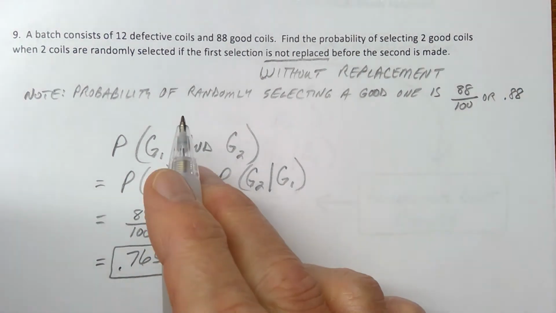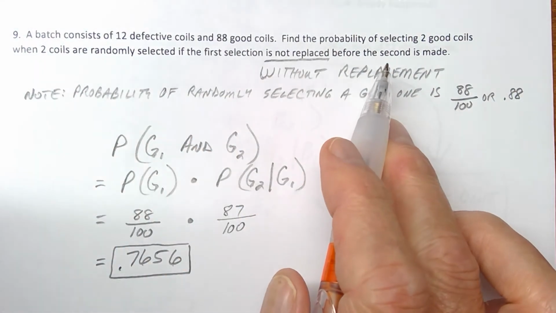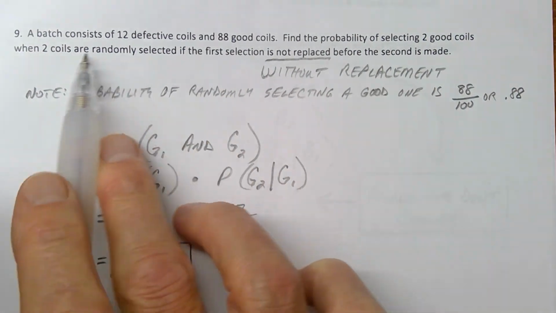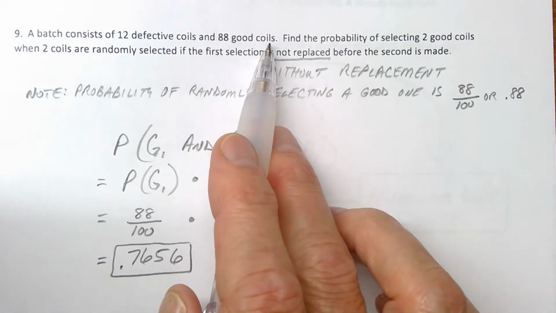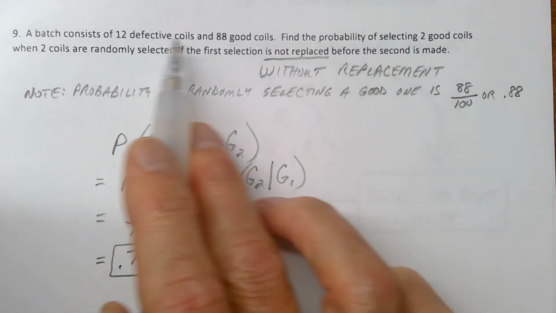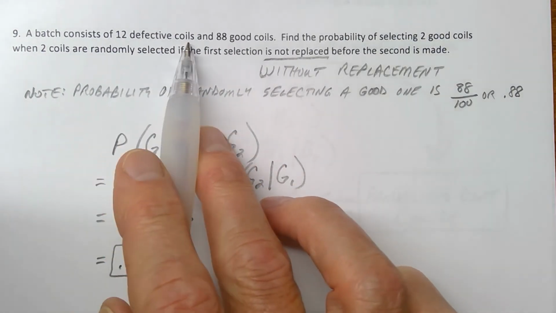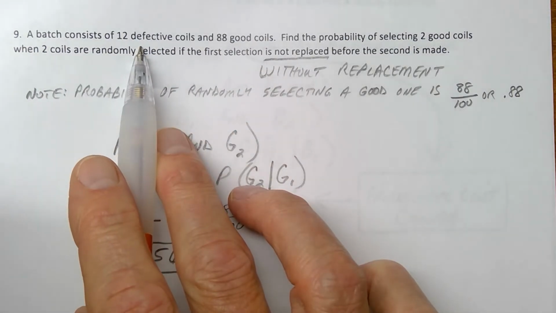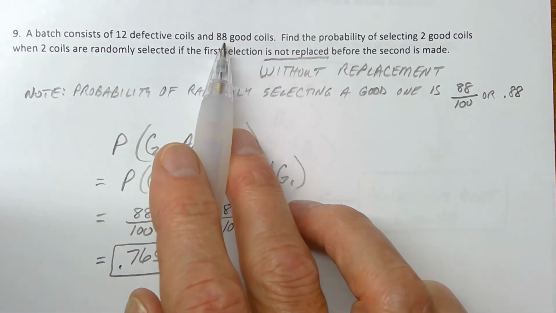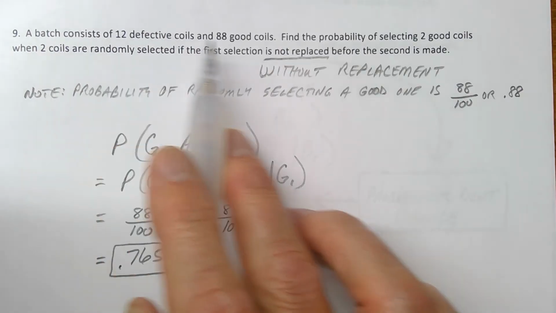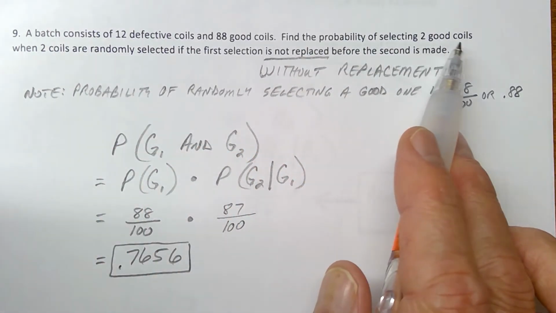Okay, let's take another look at this. But instead of using a deck of cards, let's use kind of a different word problem. So a batch consists of 12 defective coils and 88 good coils. That's a total of 100 coils. Just imagine these coils are in a box or whatever. And in this box, this batch of coils, 88 of them are good and 12 of them are bad. Find the probability of selecting 2 good coils.